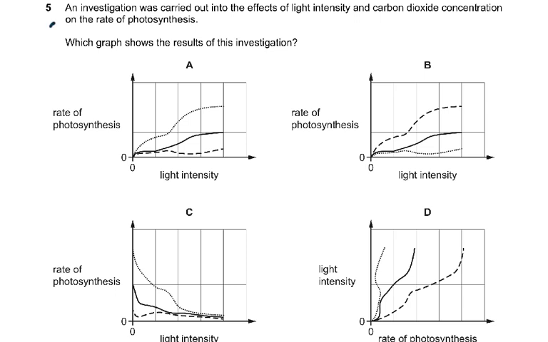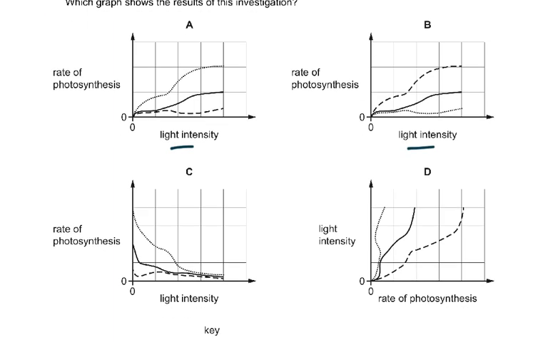An investigation was carried out into the effects of light intensity and carbon dioxide concentration on the rate of photosynthesis. Which graph shows the results of this investigation? You can see here we've got light intensity on this side and rate of photosynthesis on this side.